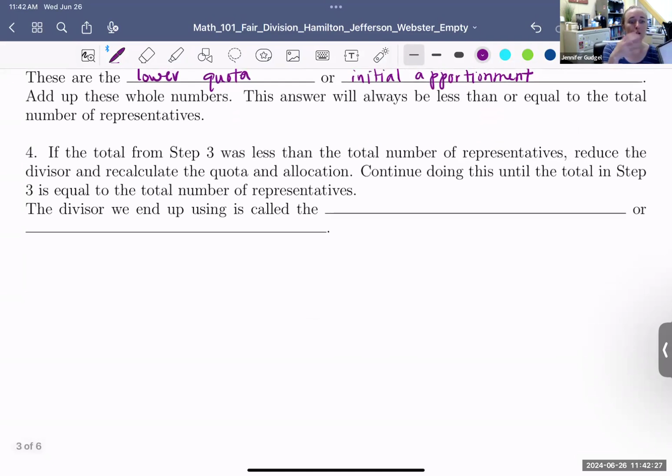So you lower the divisor and try again if it's too small, which it will be. The new divisor is called the modified divisor or the adjusted divisor. And your adjusted divisor or modified divisor could be different than someone else's. There are multiple divisors that will get us to that final allocation. The important thing is that you do this process again until you have all of the representatives assigned. You have to pick a divisor that will give you everyone's representatives and no one more.